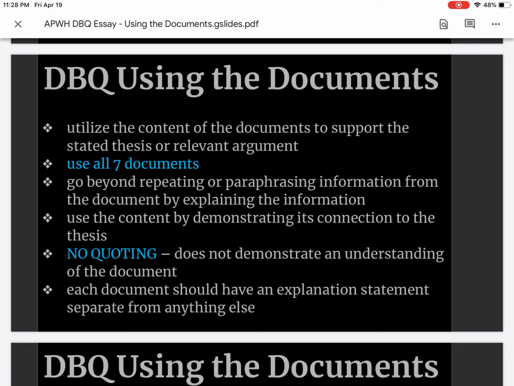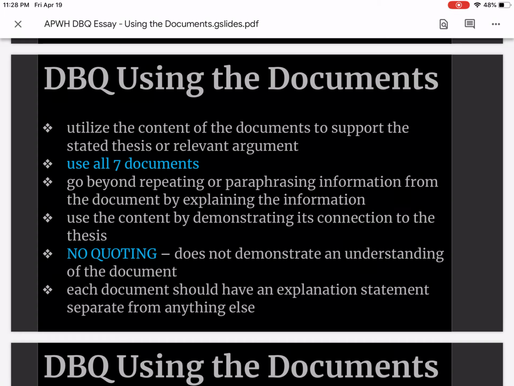And when using the documents, you must go beyond repeating or simply paraphrasing information from the document. You have to explain the information from the document to demonstrate you understand what it means. And you must use the content by explaining the connection to the thesis. Right, and that's how it is supportive, or that's how it's used as evidence, as proof, when you can thoroughly explain the connection to the answer.